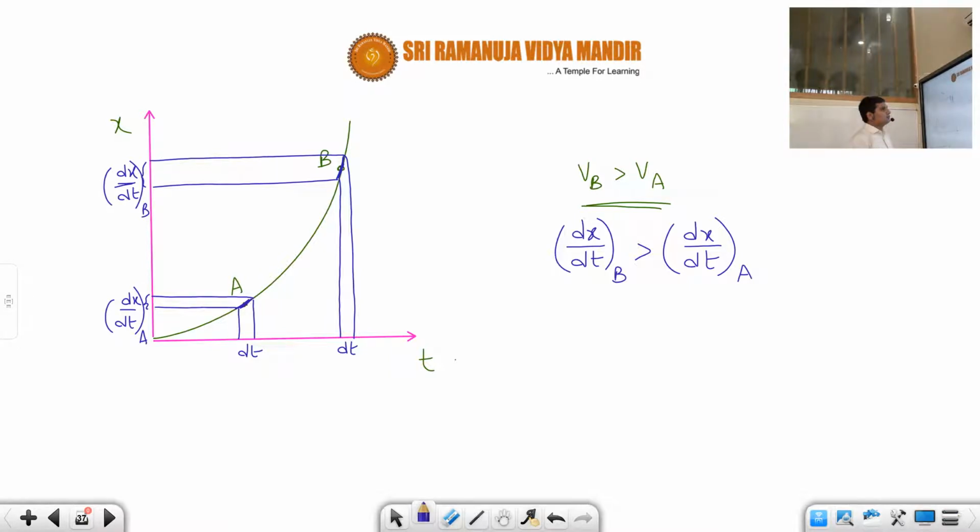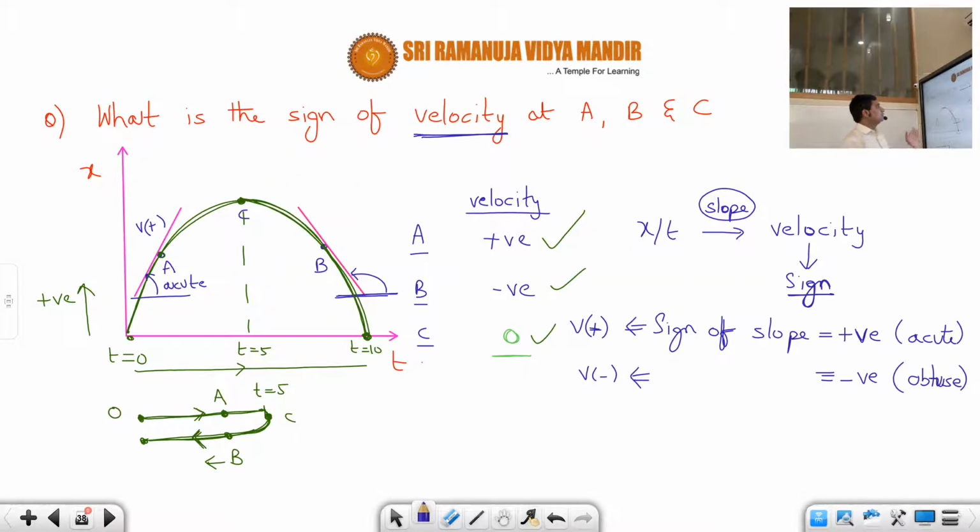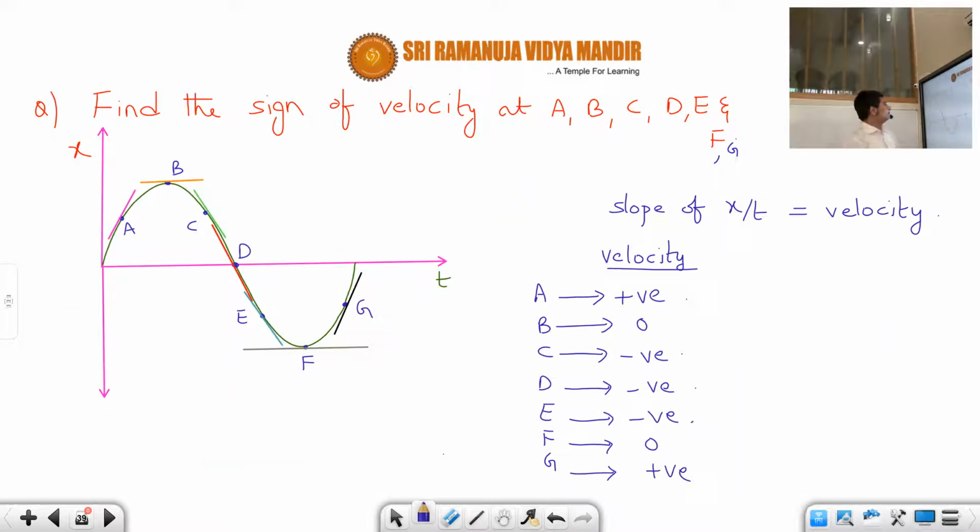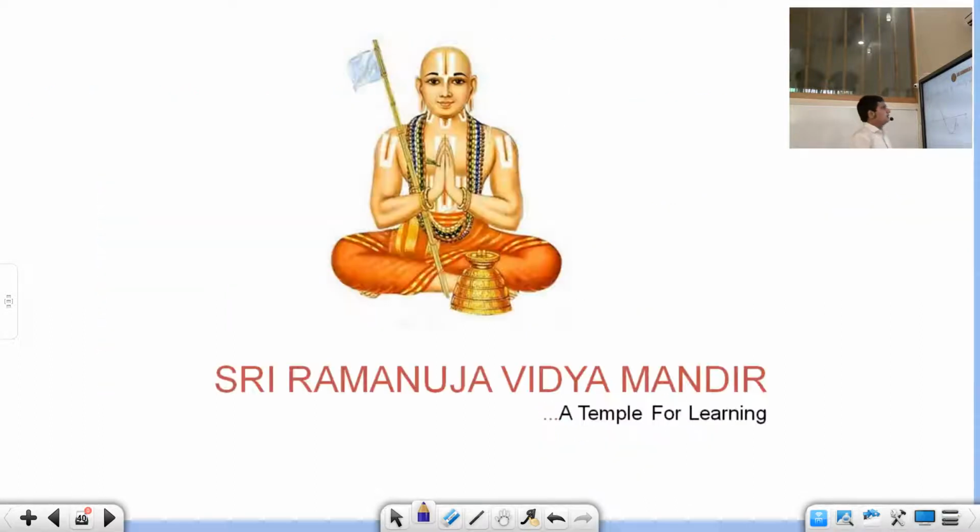Afterwards we saw some problems on how to find the sign of velocity at points A, B and C. You just have to calculate the slope: if the slope is positive, velocity is positive; if the slope is negative, velocity will be negative. Then we saw one more problem: find the sign of velocity at A, B, C, D, E, F and G. So today, let us continue from that point.